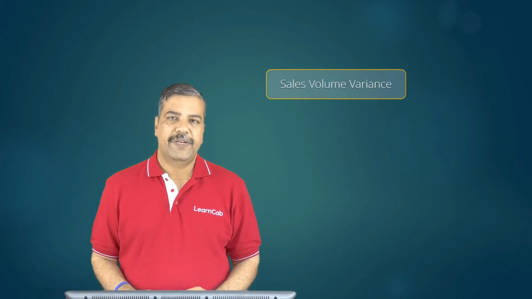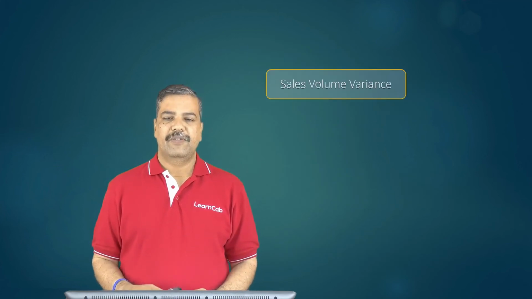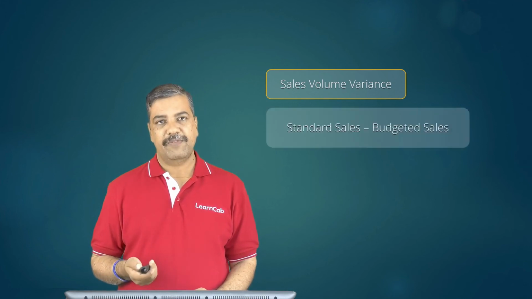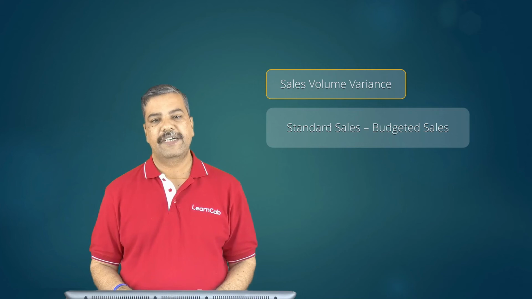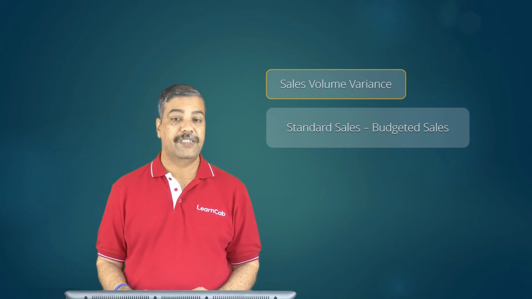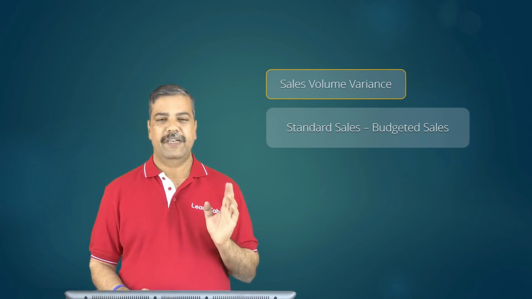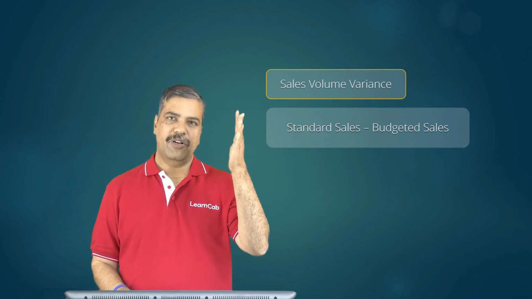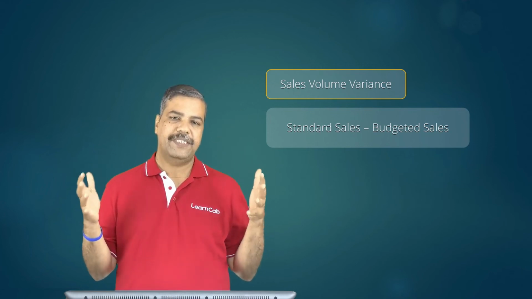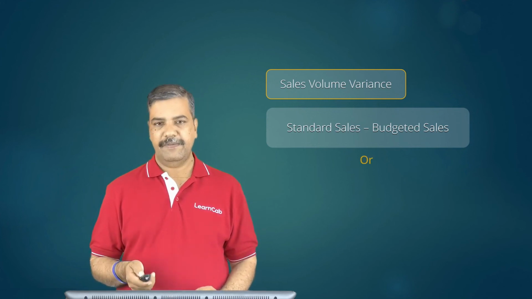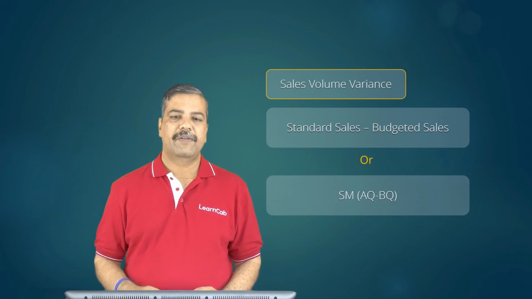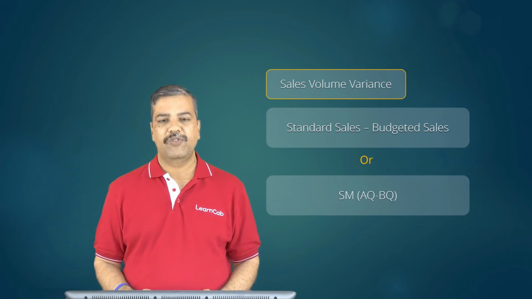Then there is sales volume variance, the next part, which is also very important. What is this volume in terms of numbers we are talking about? Standard sales minus budget sales. Here it should be in terms of numbers or units, whatever they have given: quantity, kg, quintal, whatever it is. We are talking about volume in terms of numbers. The formula is SM into (AQ minus BQ).